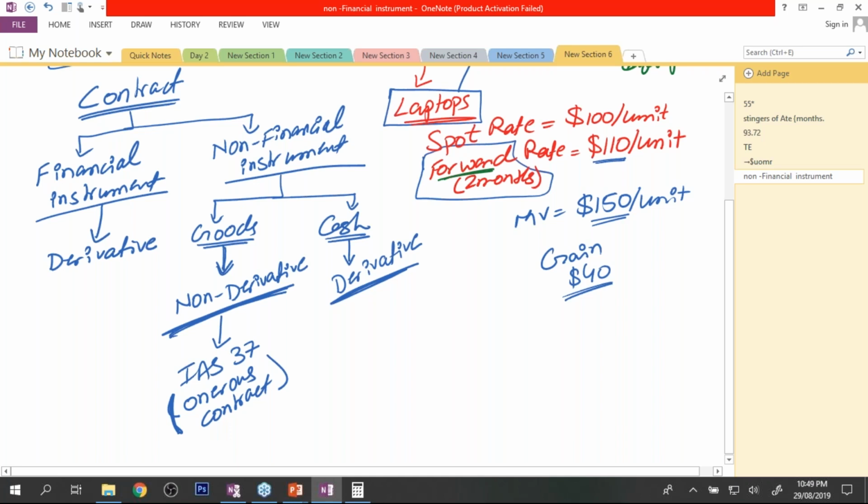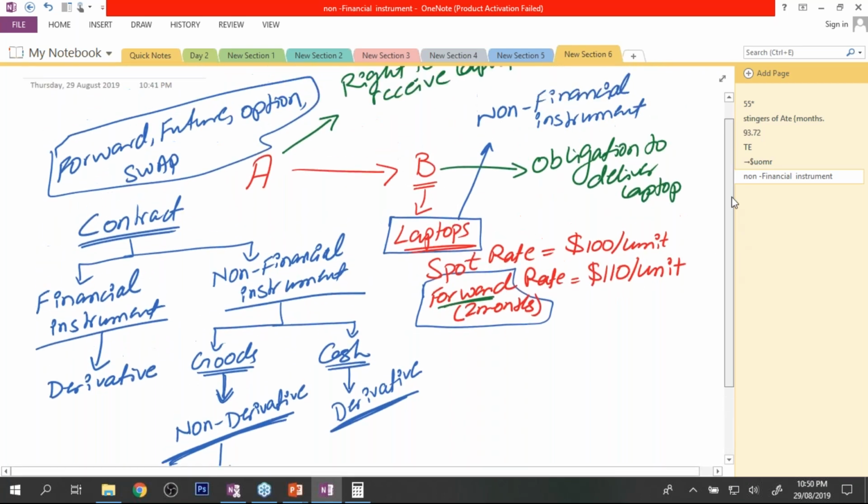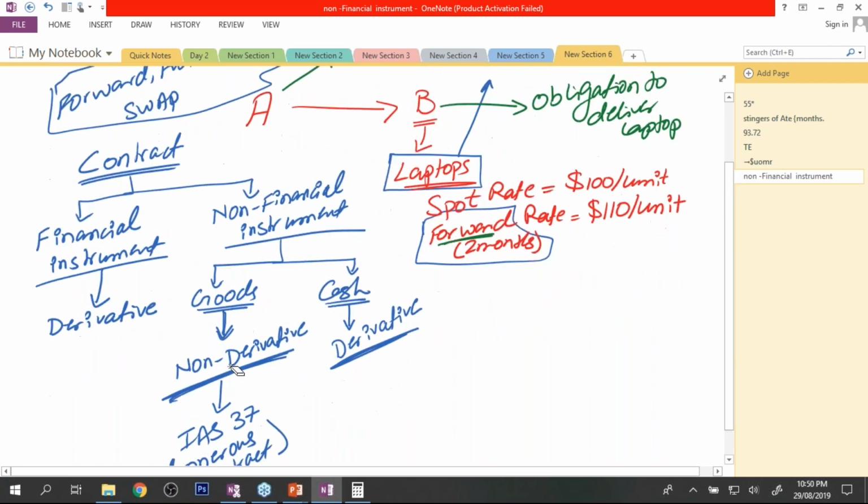So let's suppose that the contract does not allow net settlement in cash. Either take the laptop or leave the laptop. You cannot demand cash. Let's suppose in this example, there is no option to settle in cash. This means it's a non-derivative, because we cannot settle in cash.